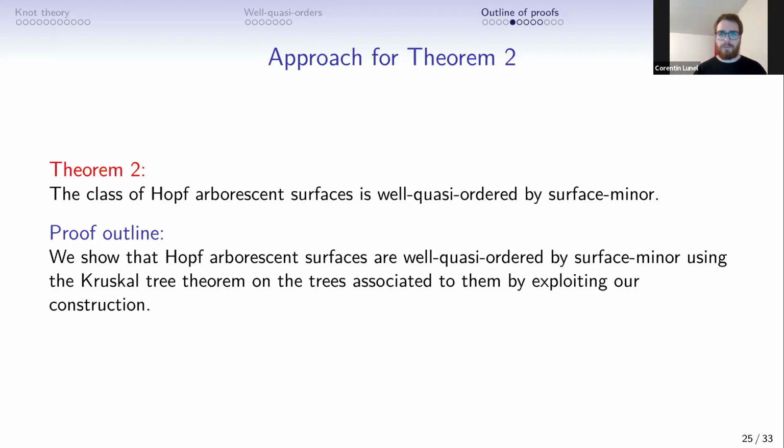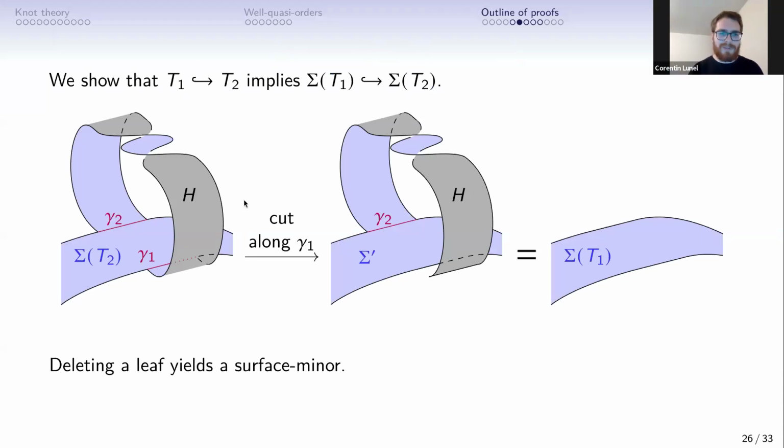And now let's detail the approach we use. For theorem 2, how do we prove that the class of Hopf arborescent surfaces is well quasi-ordered by surface minor? We exploit the Kruskal tree theorem on trees. The Kruskal tree theorem states that labeled plane trees are well quasi-ordered under the tree minor relation. So what do we do? We prove that if T1 is a tree minor of T2, then the surface associated to T1 is a surface minor of the surface associated to T2.